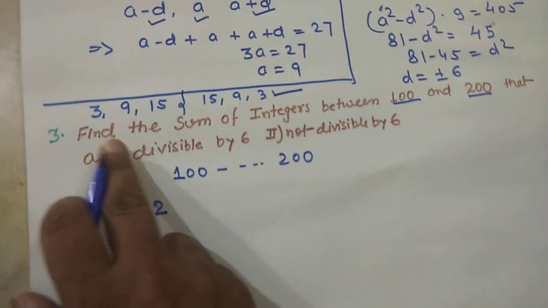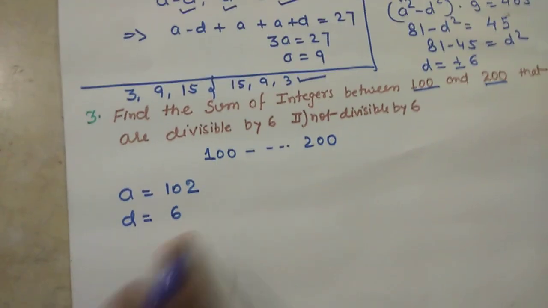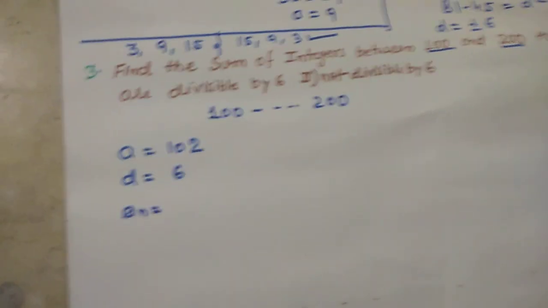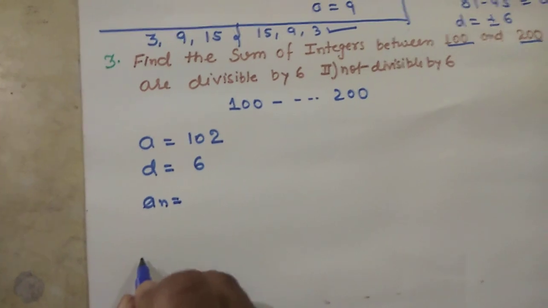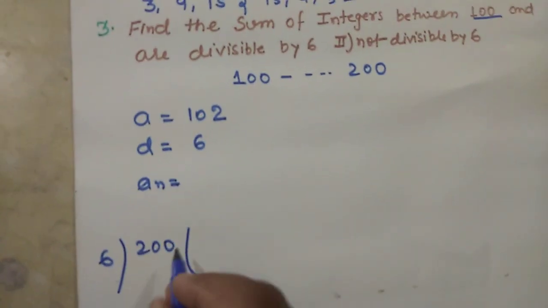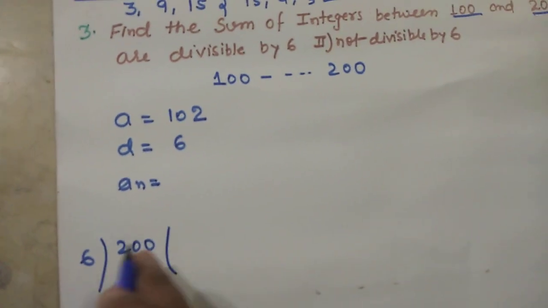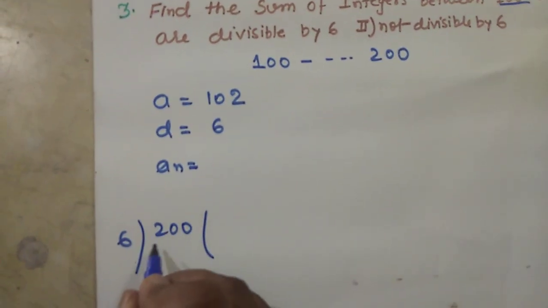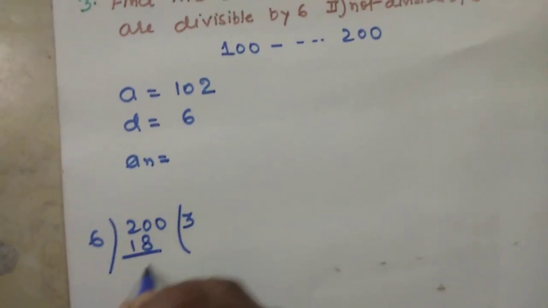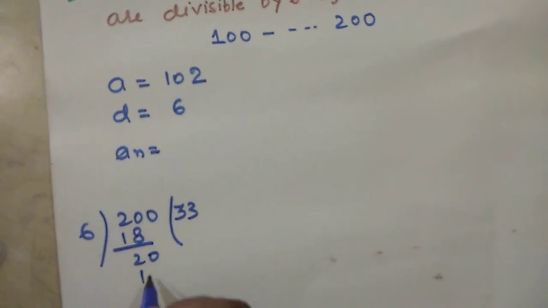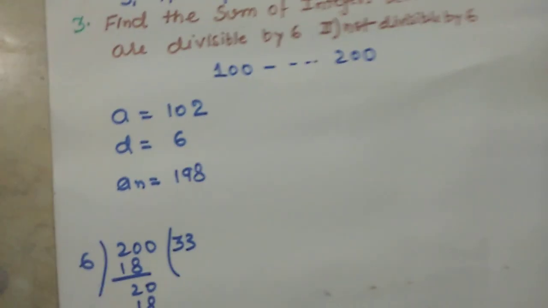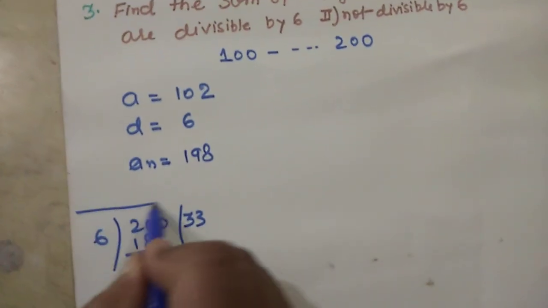Then find the sum of integers. We don't know an. We have to check the last value. How to check the last value? Do the rough part. How? 200, this is the rough, divided by 6, because we are going to check the divisibility by 6. So the last number divisible by 6 before 200: 6 threes are 18, so remainder 2. So an is equal to 198, that is 200 minus 2. This is your rough part.